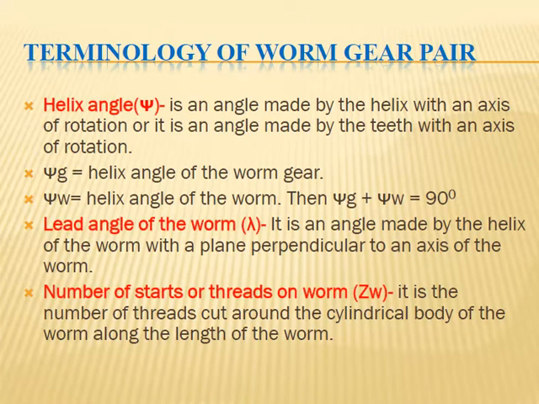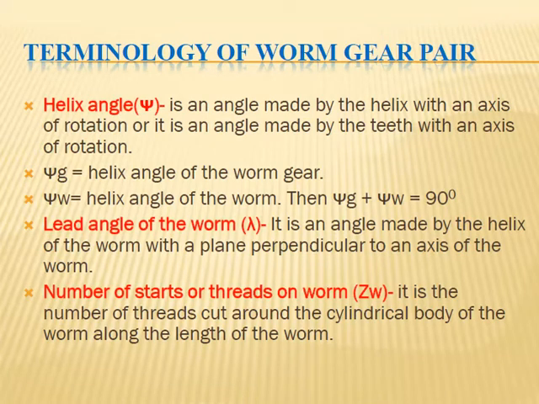Then the next one is the number of starts or threads on the worm. It is denoted by ZW. In V. B. Bhandari's book, it is denoted by Z1, and in many books it is denoted by ZW. The number of starts is the number of thread helices cut around the cylindrical body of the worm along the length of the worm.